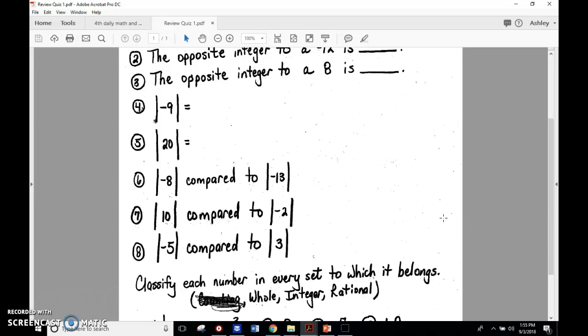Number 8, the absolute value of negative 5 compared to the absolute value of 3. So use your greater than, less than, or equal to signs to answer the absolute value of negative 5 compared to the absolute value of 3.